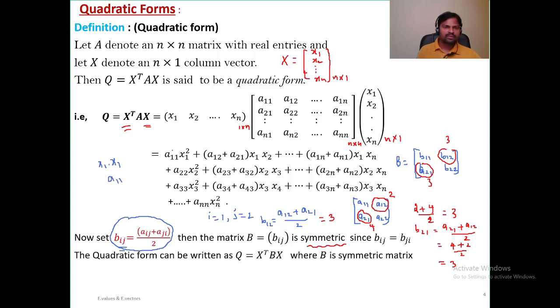Okay, x1 square. So this is a11, whatever. For example, 2x1 square means that this 2 is nothing but a11. Like this you have to remember. And here x1, x2 is nothing but the a12 coefficient. It is a12 or a21. Like this, you can construct back the matrix.